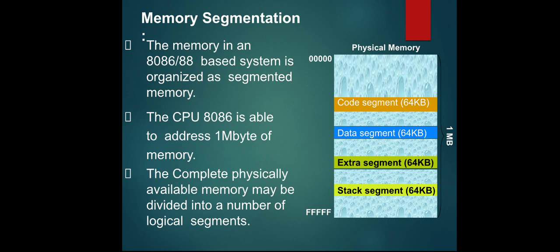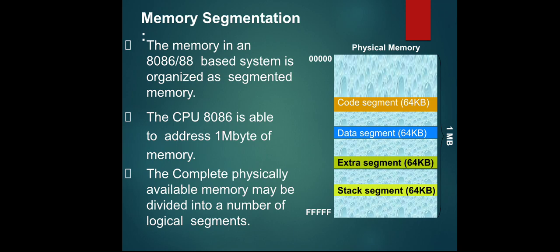Each segment capacity is 64 kilobytes. Code segment is used for saving the program. Data segment is used for saving or fetching the data, and extra segment comes into the picture when the data segment register is completely utilized. The stack segment is used to store the current executable information. Whatever instruction is to be executed would be stored using the stack segment register.